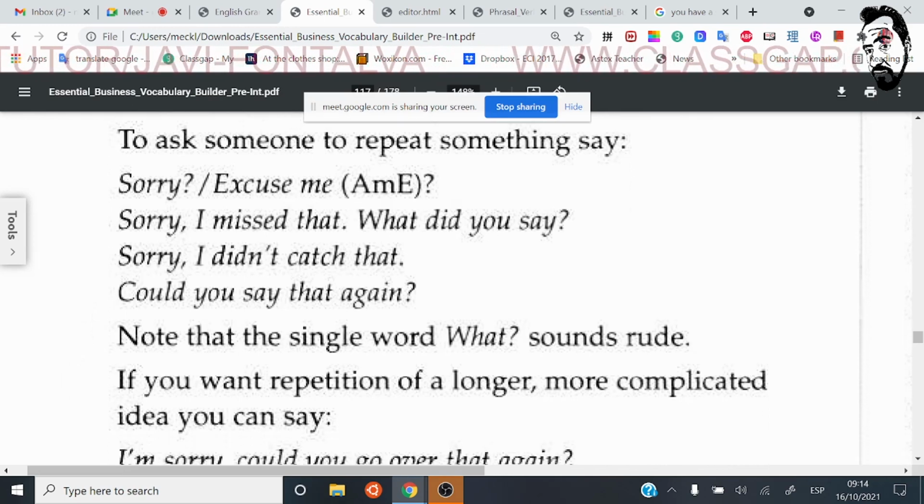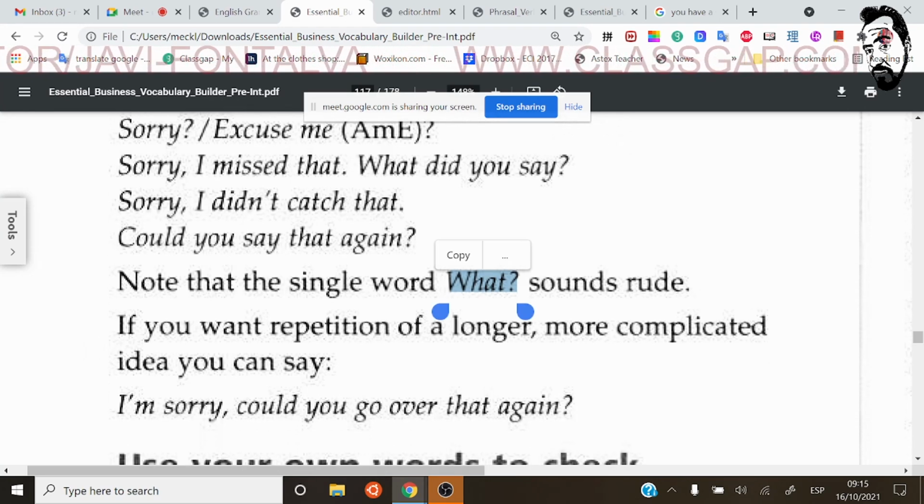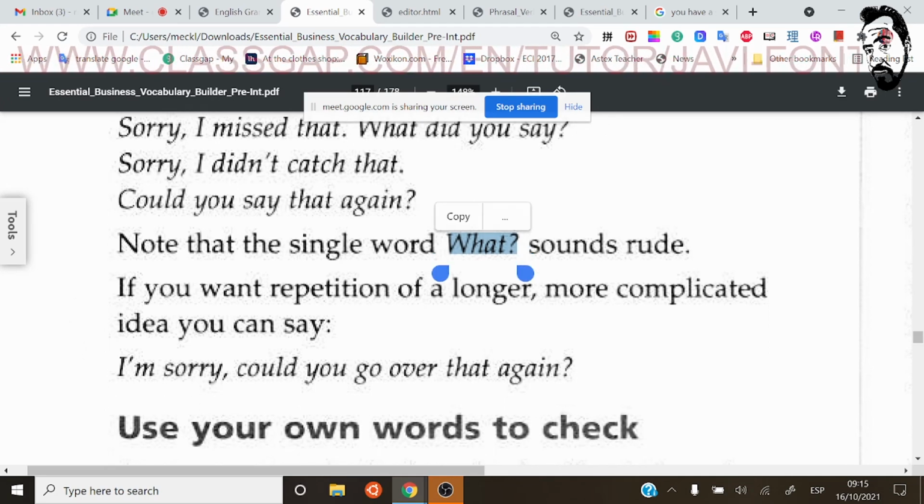Okay, important. If you say this, what? That sounds rude, okay? Remember, that's rude. It's not polite. Especially if you say, what? It's like, eh? Sounds like someone is saying something stupid, yeah? So don't say what? No, it's not nice. It's much better to say, sorry, excuse me? Okay, what was that? Will you say that again?